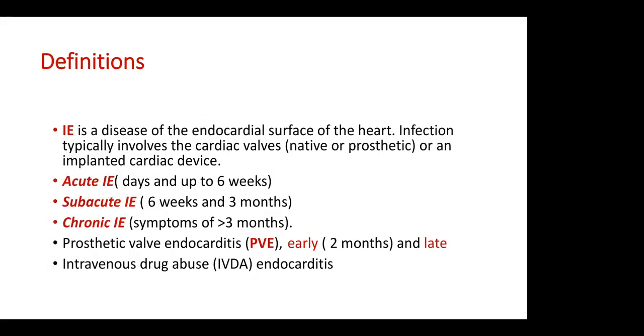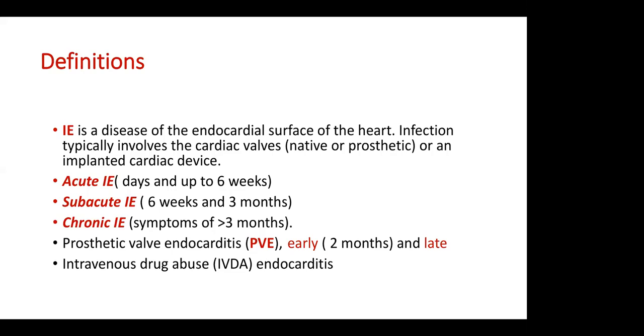Infective endocarditis is a disease of the endocardial surface of the heart. But when you say endocarditis, it implies as if the entire endocardium is involved, like cystitis and endometritis. We know this is not the case. The infection of endocarditis typically involves the valves focally or multifocally, whether native or prosthetic valve, or an implanted cardiac device. It can be acute if the symptoms present within days up to 6 weeks, subacute if the symptoms present beyond 6 weeks up to 3 months. Beyond 3 months, people call it chronic infective endocarditis.